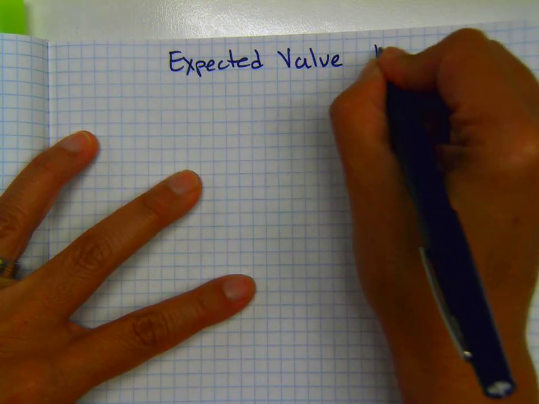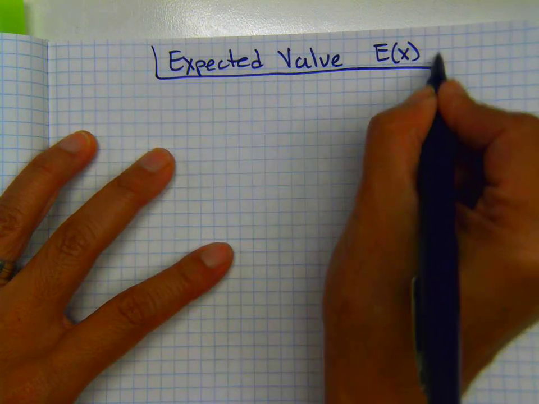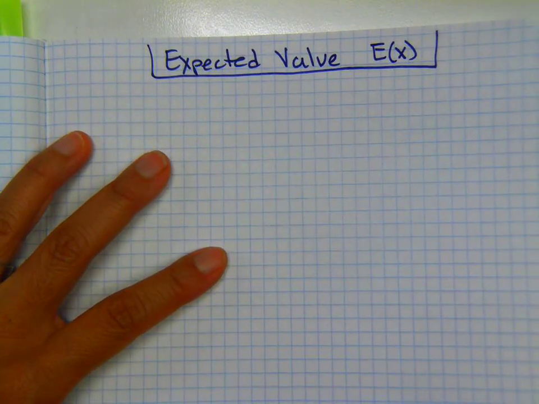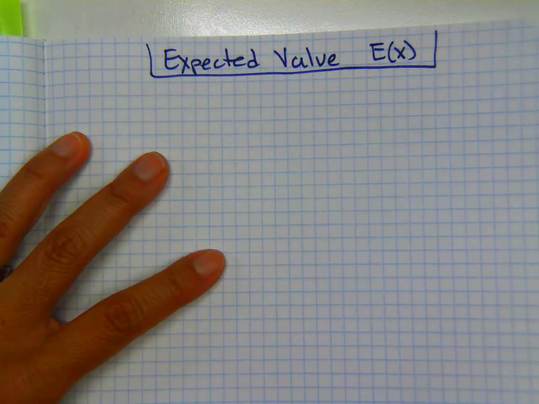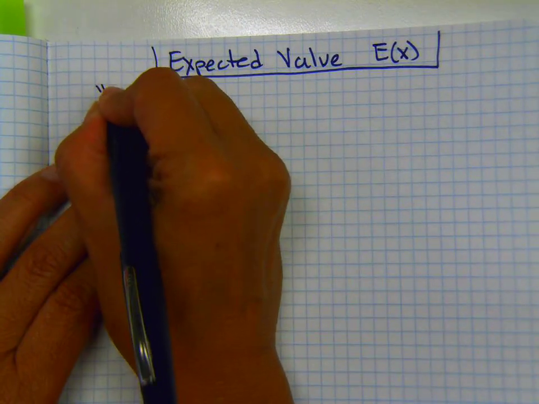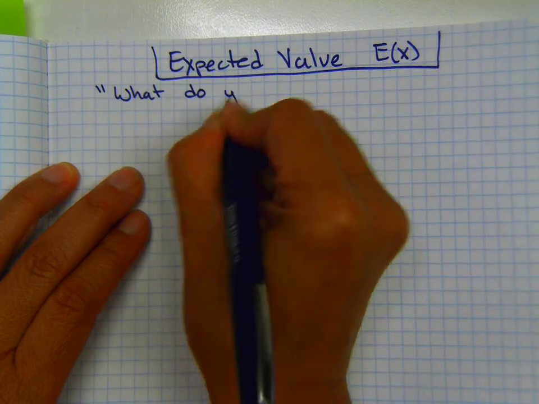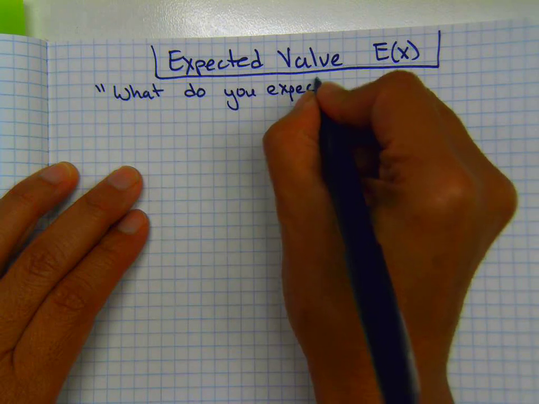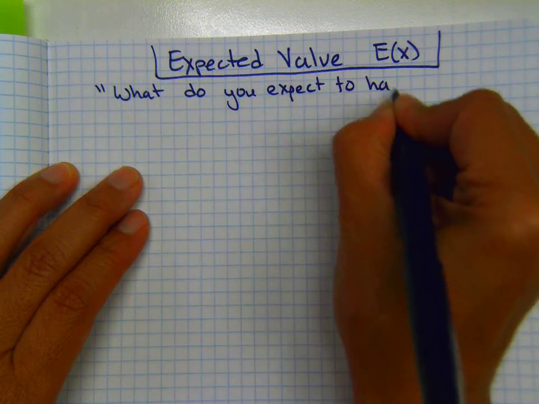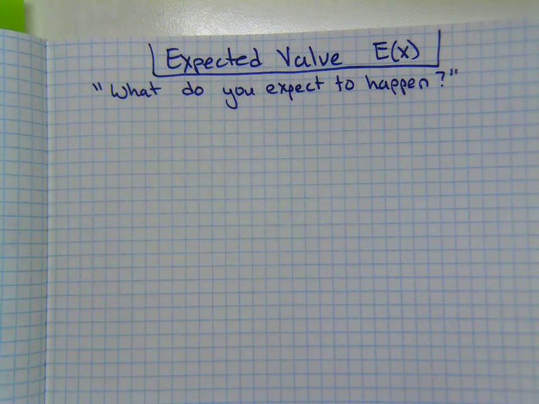Expected value could be abbreviated like that, so you might see it either way. They mean the same thing. Well, expected value is exactly the way it sounds. It's what do you expect to happen? What value would you expect to see? So I want you to think about it in terms of that definition.